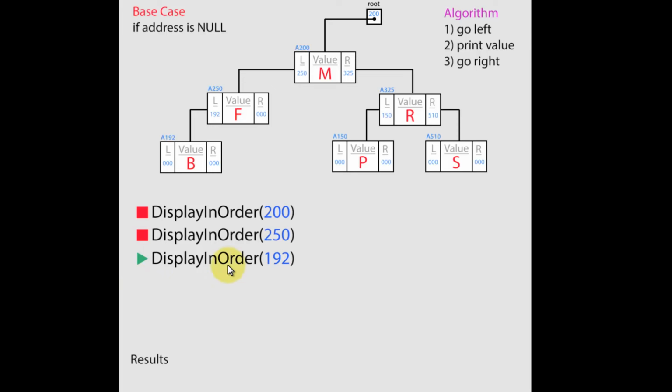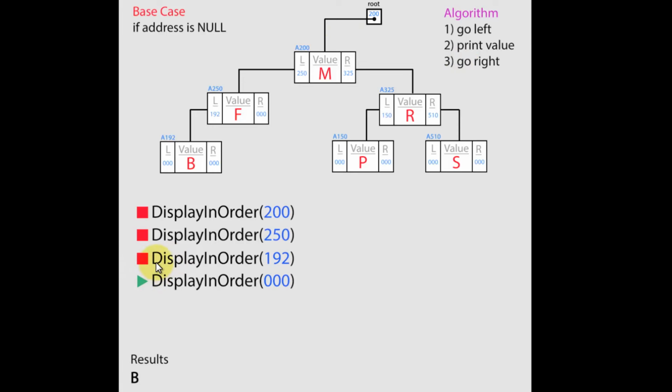Okay, so then now we're back to display in order 192, which is right here. We already went left, so we already took care of step 1. Now we need to go to step 2 and print the value. Okay, so then we print the value, and the value ends up here on the result. I put them here on the bottom, but you could think of this as the console window. So then we print out the B. So that's step 2. Now we need to do step 3 from here, where we move to the right.